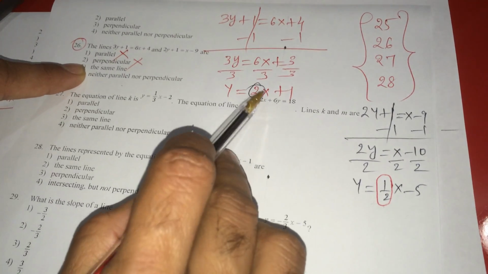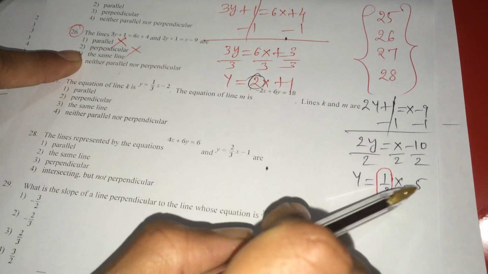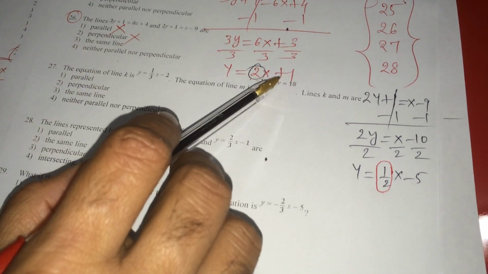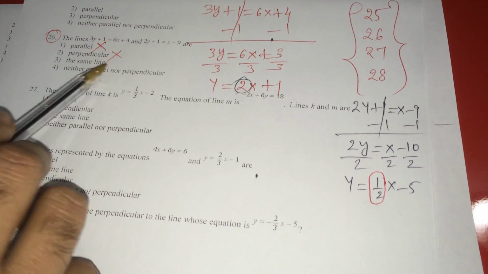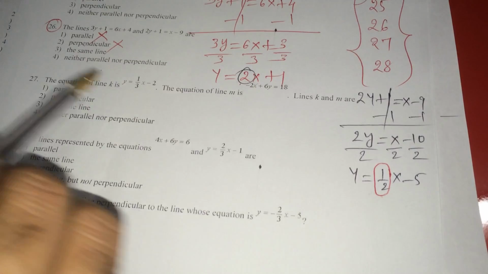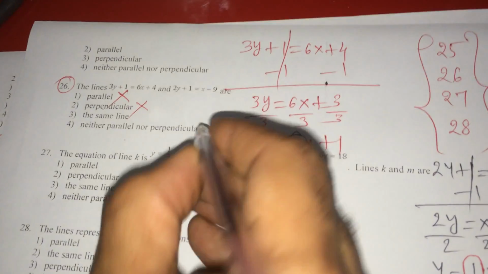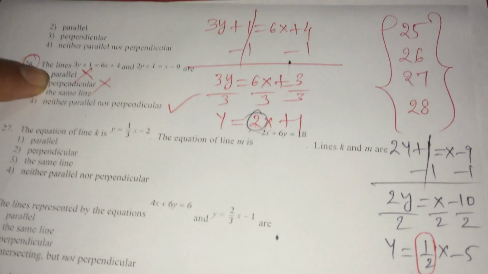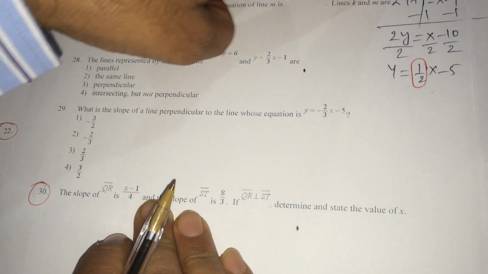And are they representing the same line? No, they differ in their constants everywhere. So we can say that these two lines are not the same line. And finally, we can conclude, since they are not parallel and not perpendicular, we can say neither parallel nor perpendicular. That is the correct answer. So for this case, I did like that. You try the 27th, 28th and even 25th, the same type.